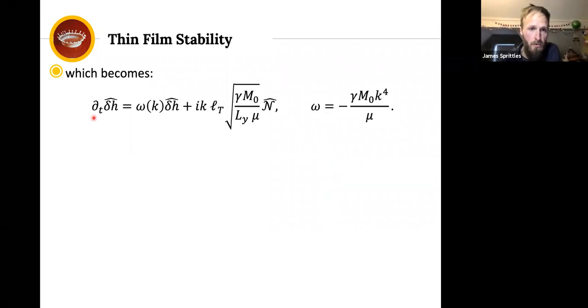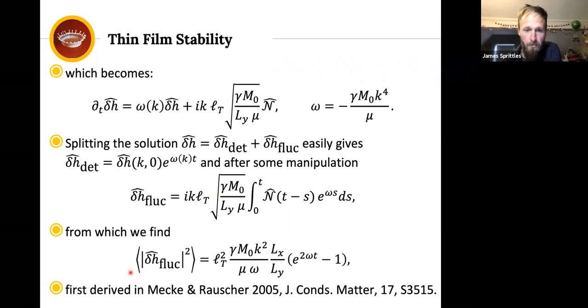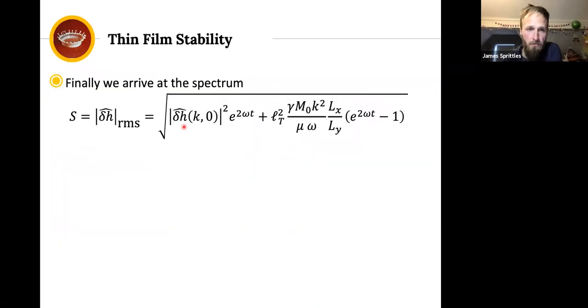Okay, so this part here would be what we'd see deterministically, and omega here is purely negative, so all of these modes we expect to decay, and this is the forcing due to noise. Because it's linear, we can decompose the solution into a deterministic and a fluctuating part. This is the deterministic part, which is easy, and the fluctuating part is also relatively easy. And from those, we can find out the spectrum. Okay, and this was first derived by Mecke and Rauscher in 2005. So the spectrum has this form.